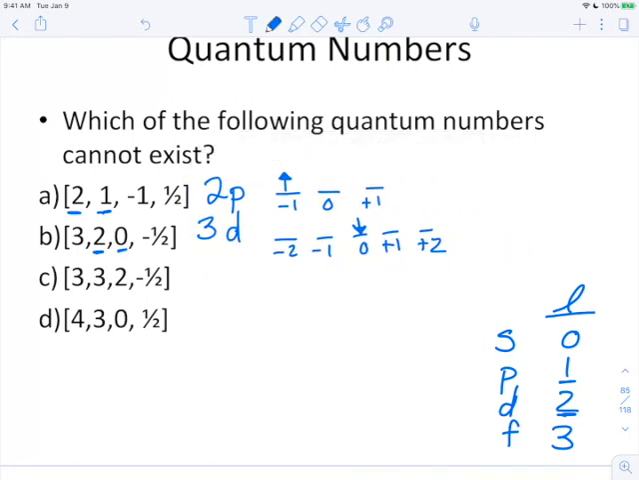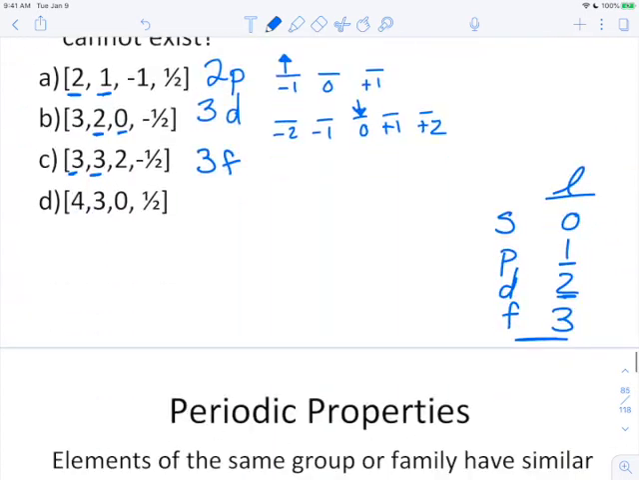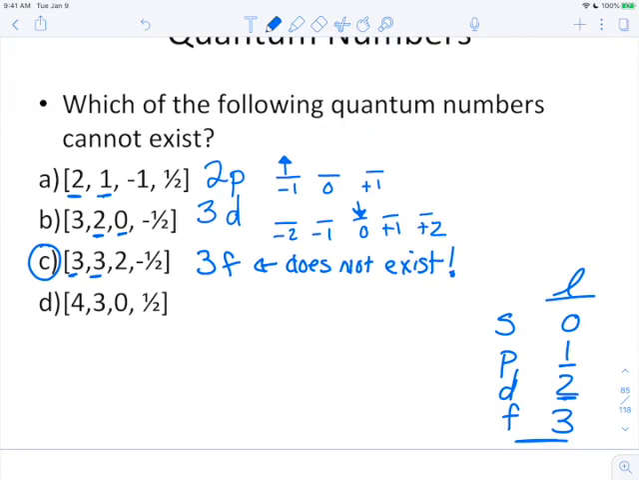All right, so now let's try that C that everybody's been typing about. Third energy level. And the next number is 3, which indicates an F. Is there such a thing as a 3F? Excellent. There are no 3Fs. Just to go back to those Fs, we only have a 4 and 5F. There are no 3Fs. So C is our answer because the 3F doesn't exist.